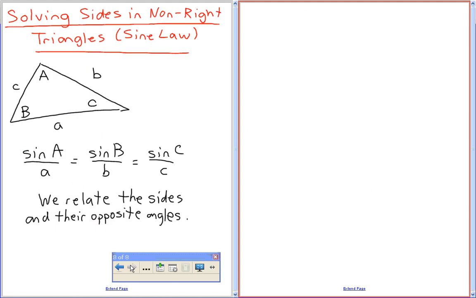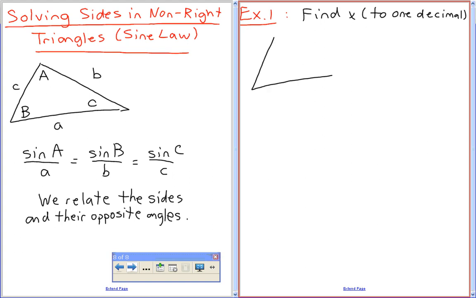Okay, here we go. So let's do example 1. Solve for x to 1 decimal. Example 1 says find x to 1 decimal. Now my triangle is going to look something like this. There's 11, there's 63 degrees, there's 41 degrees, there's x.